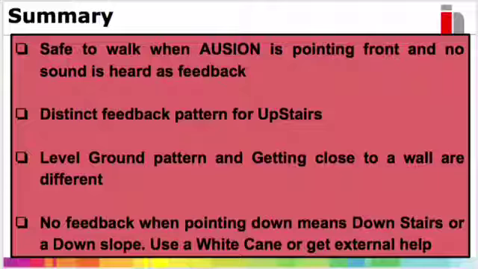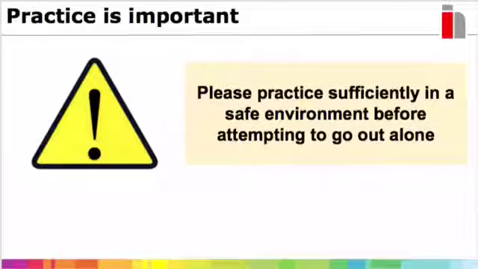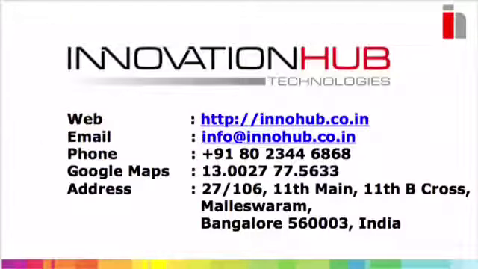When AUSION is pointing near your feet and you do not hear any musical note as feedback, you have to be very careful. It means that you are very close to a downstairs or sudden slope in the ground. Please use the white cane to confirm that you can climb down safely in this scenario. As always, training and practice is very important and you should practice sufficiently in a safe environment to gain confidence.